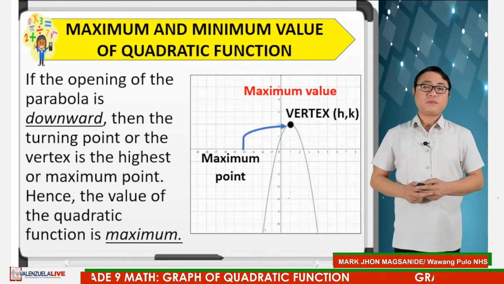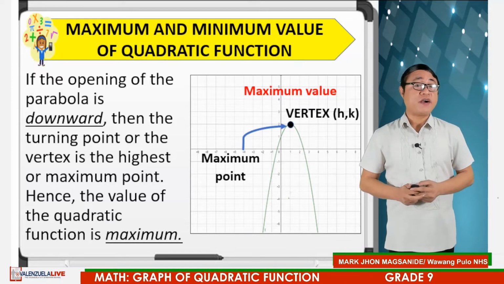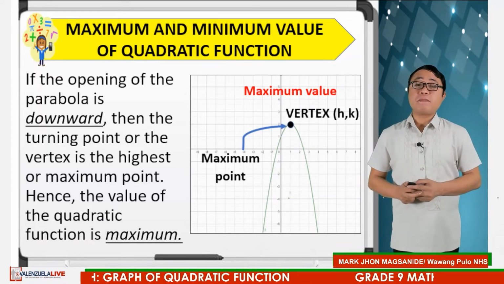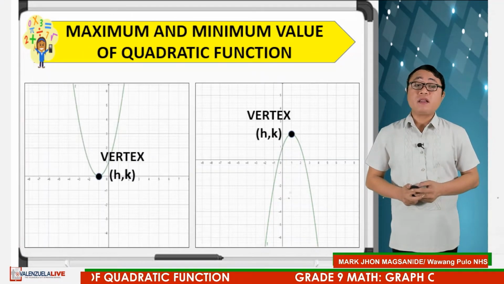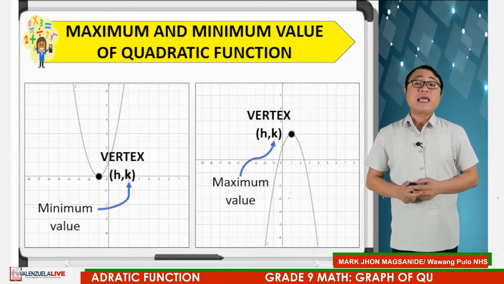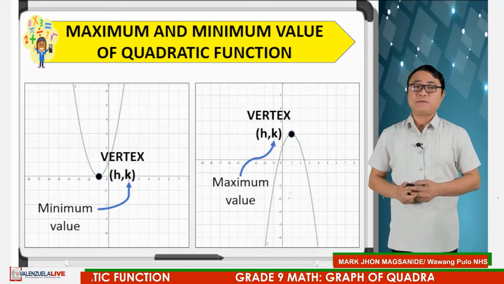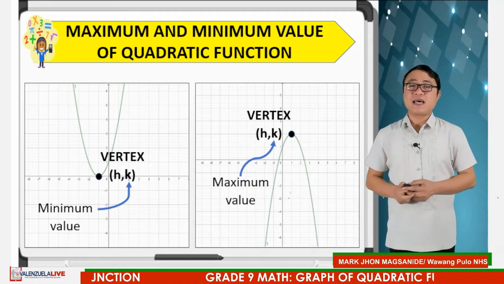Hence, the value of the quadratic function is maximum. Take note that in a parabola, the minimum and maximum value of the quadratic function is determined by the value of k in the vertex hk. Try these examples.